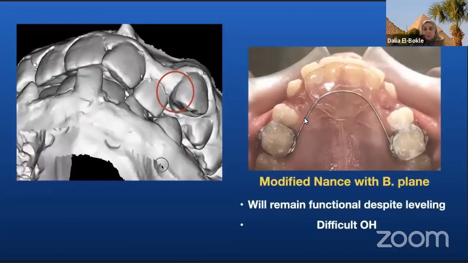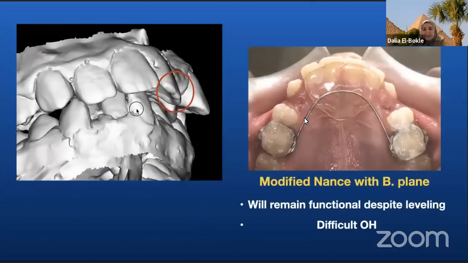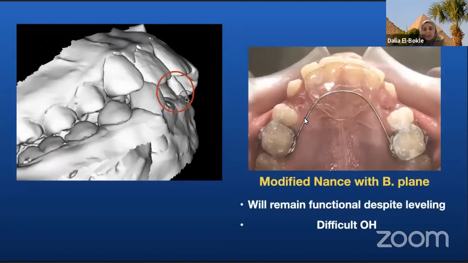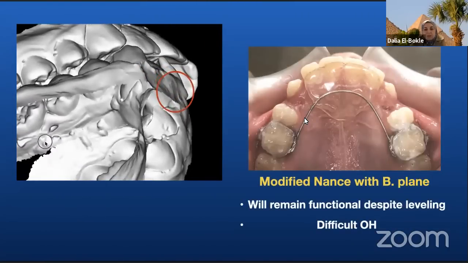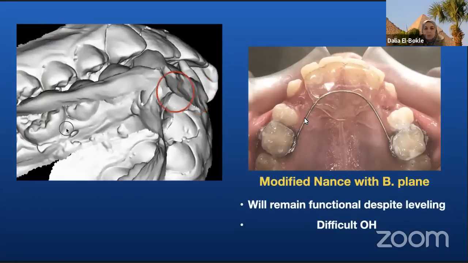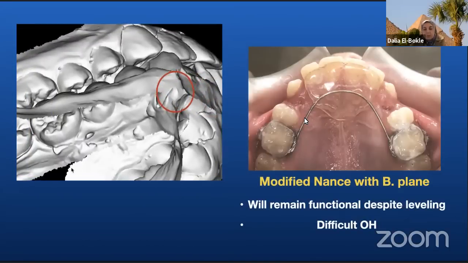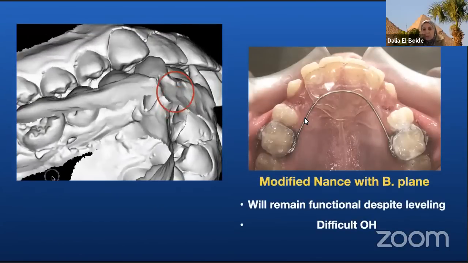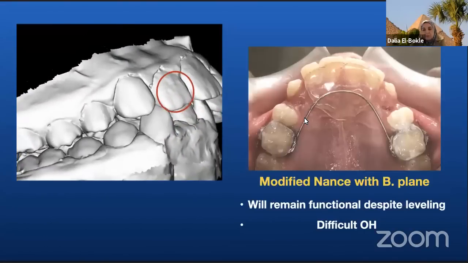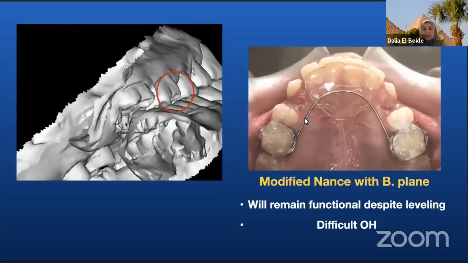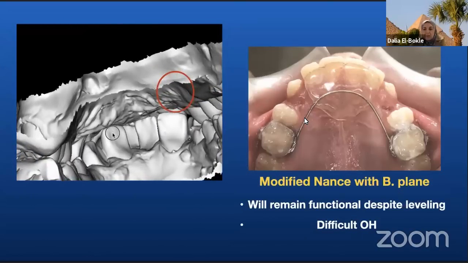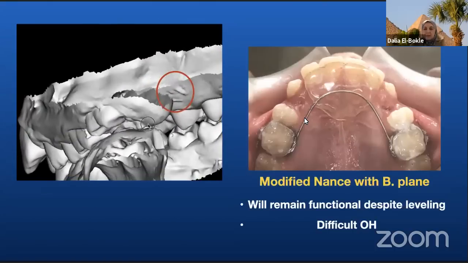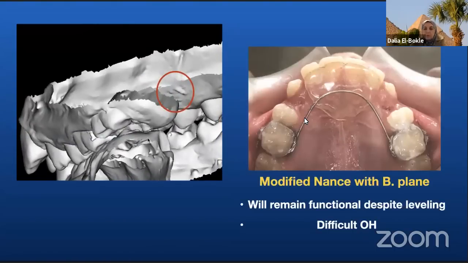So here is what I do. I use the modified Nance with the bite plane, and the advantage is that the bite plane in this case will remain functional despite any leveling that will occur with the upper or lower incisors. The problem with this design is the difficult oral hygiene. So I try to minimize the time of placement of such an appliance, and I remove it as soon as I gain proper overbite.